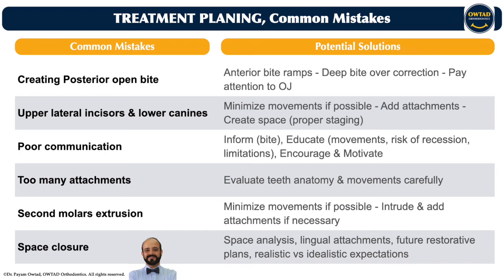That's the same thing. You've got to look at the anatomy of the tooth. If the second molar anatomy has enough bulk and undercut and everything, no, you don't need attachments. And I try to avoid putting attachments on the molars because they break off.